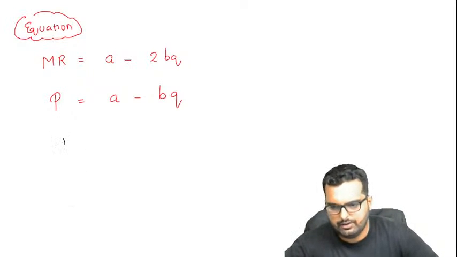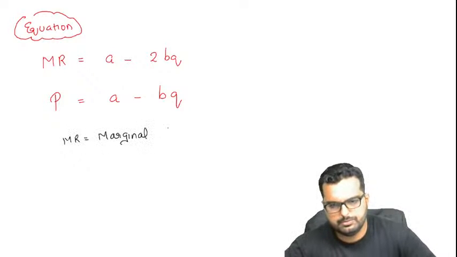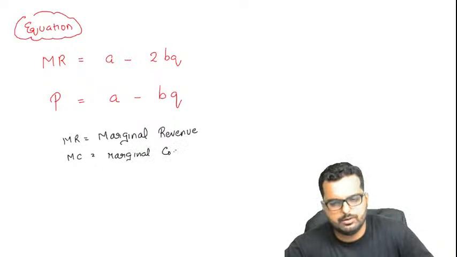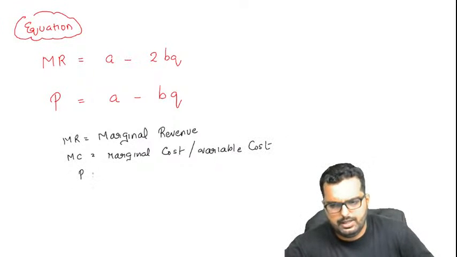Alright friends, I believe MR is what we call marginal revenue. MC is what we call marginal cost. I'll come to all these terminologies. Marginal cost is nothing but a variable cost. P means price.